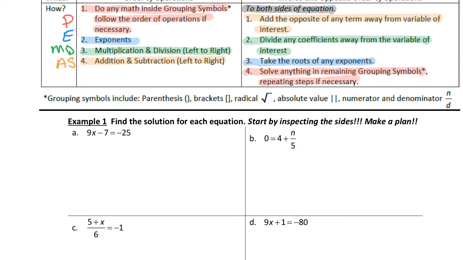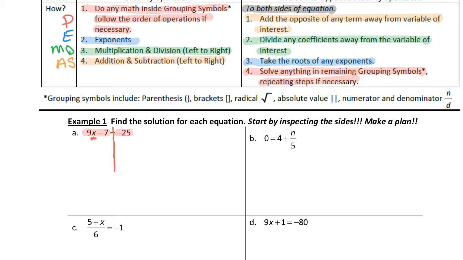Remember from our detective at the beginning, we're going to find that equal sign and discover the two sides of the equality. So we can see on our left here, we have 9x minus 7, and then we have minus 25. Our variable we want to solve for is x. So let's take a look at what's going on with x.